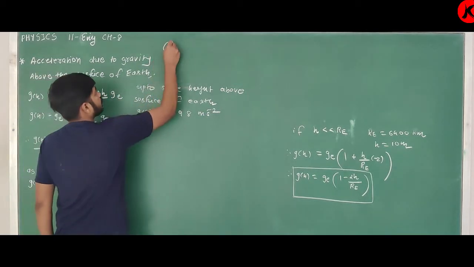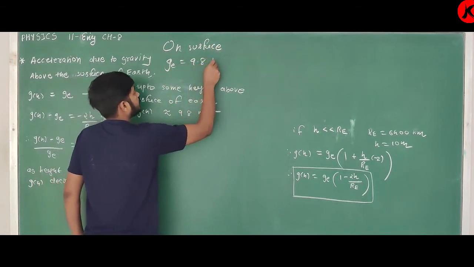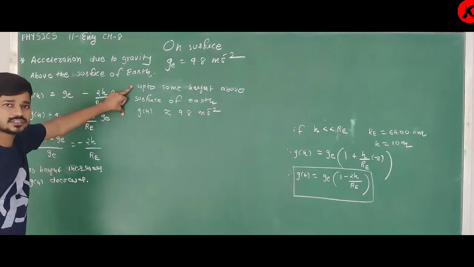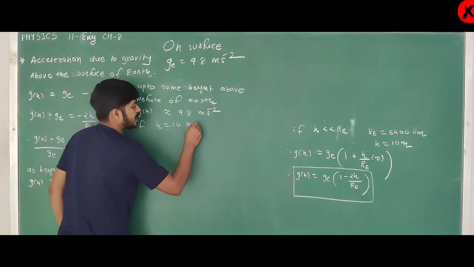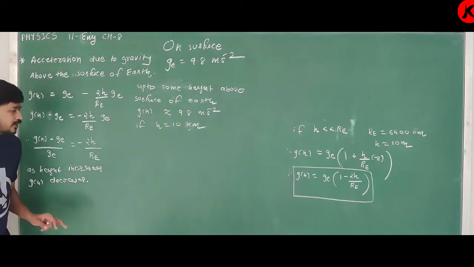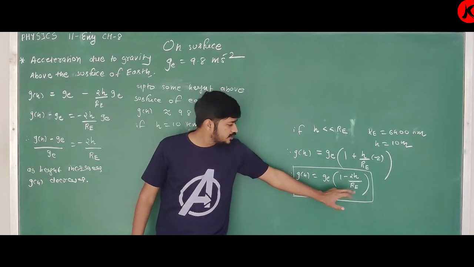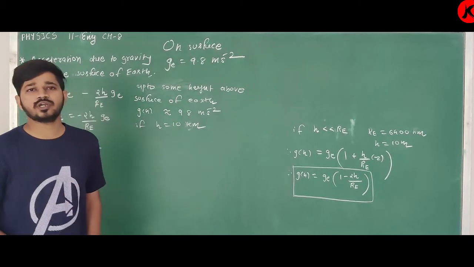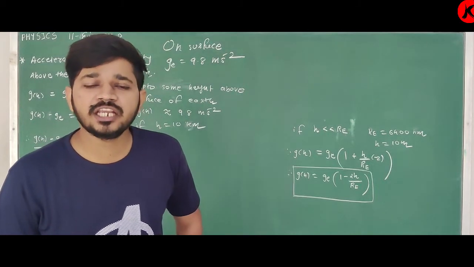Yes, we know that on the surface g_e is equal to 9.8 meter per second square, but up to some height, means if you take h equal to 10 meter, or h equal to 10 kilometers, suppose 10 kilometers, simply you have to put values in this equation. If you put h equal to 10 kilometer and the radius of Earth and calculate this, g_h will be nearly equal to 9.8 meter per second square. So up to some height above the surface of Earth, g_h is nearly equal to 9.8 meter per second square.